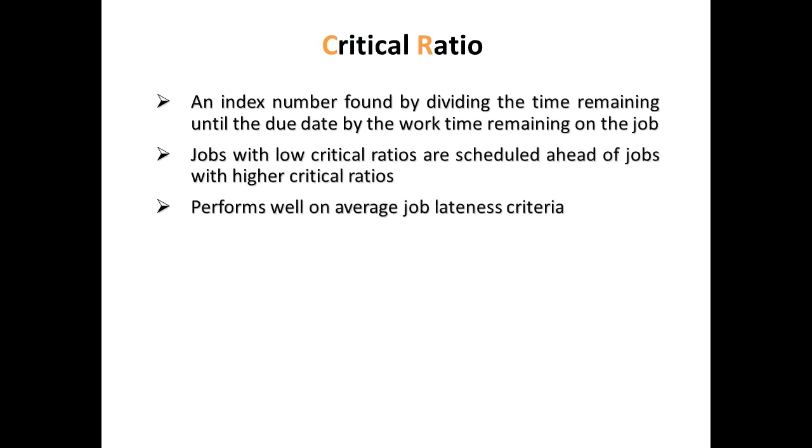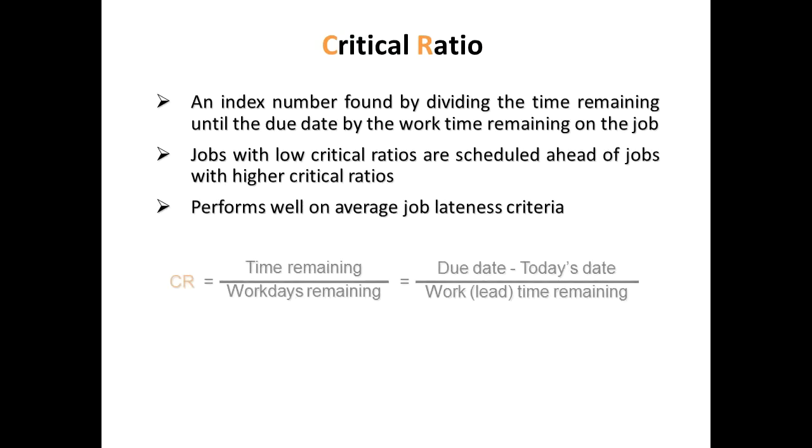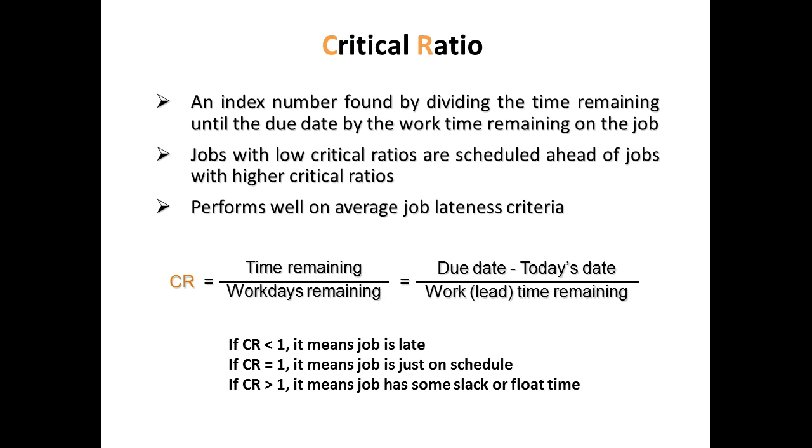The next rule for job sequencing is critical ratio. It is an index number found by dividing the time remaining until the due date by the work time remaining on the job. Jobs with low critical ratios are scheduled ahead of jobs with higher critical ratios. It performs well on the average job lateness criteria.